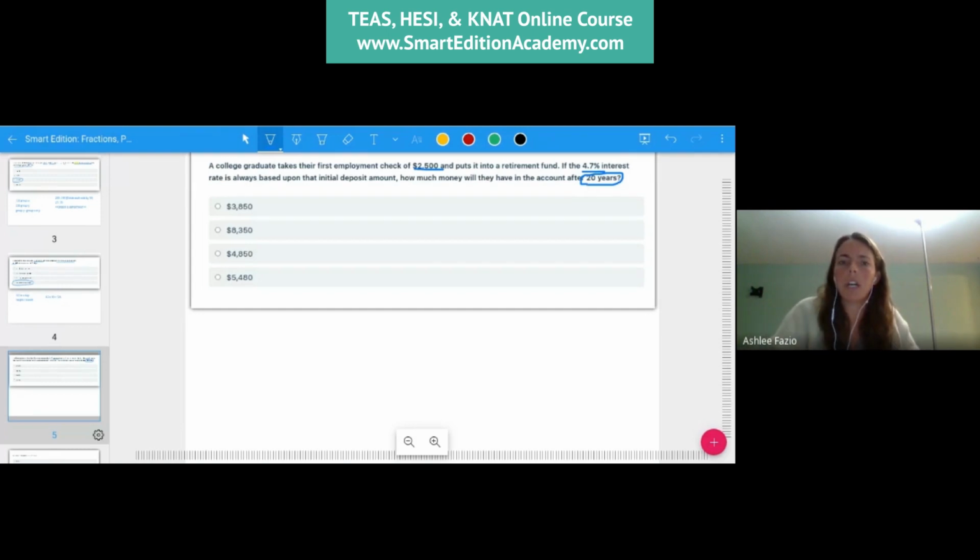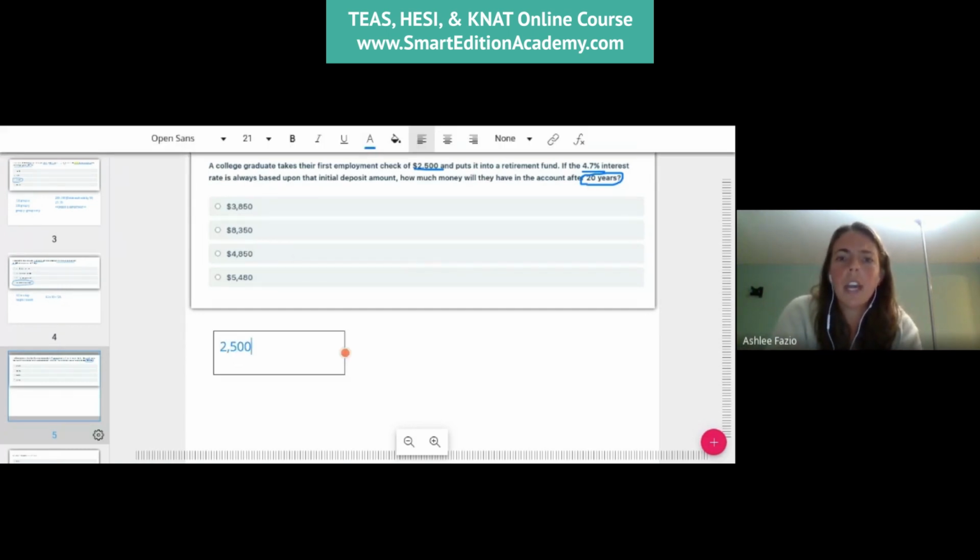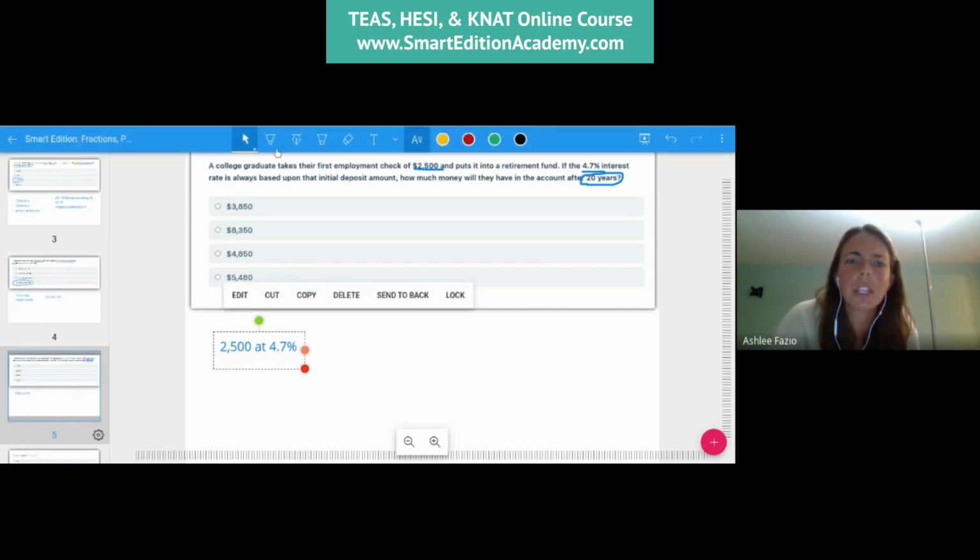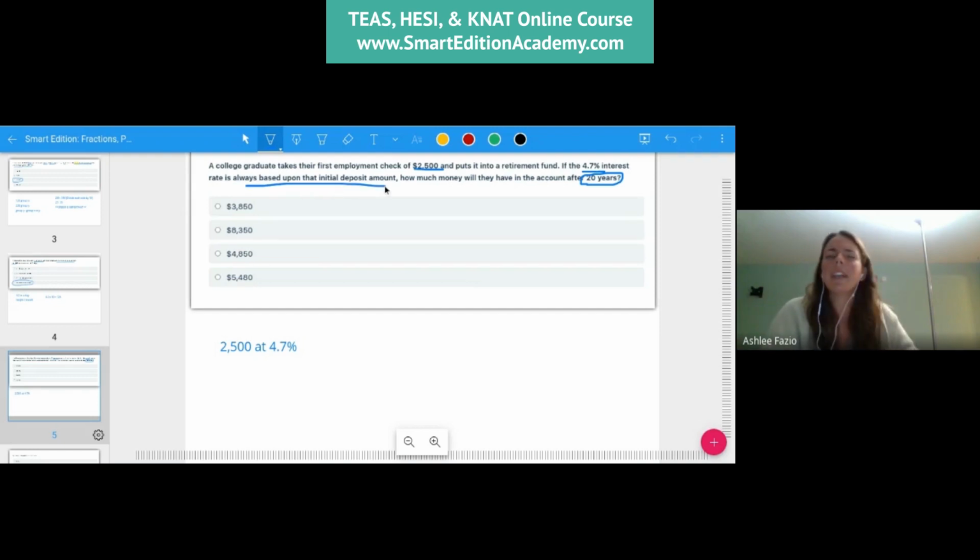Okay, so somebody deposits $2,500, okay? And they put it into a retirement fund at 4.7% interest, okay? And it says that interest rate, this is such an interesting thing that it says here, is always based upon that initial deposit amount. So it sounds like we're not really adding anything else to it. Also doesn't sound like it's compound interest. It's only worried about this 2,500 that is getting the 4.7%. Okay, so how much money will they have after 20 years?